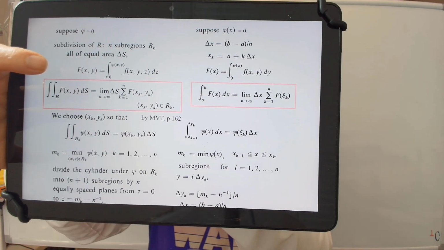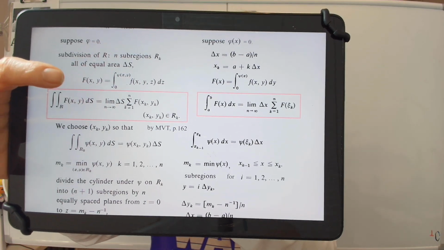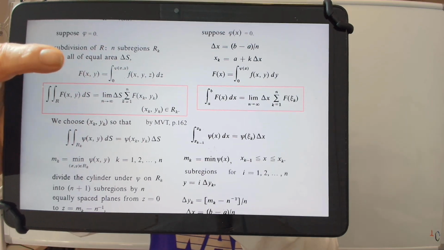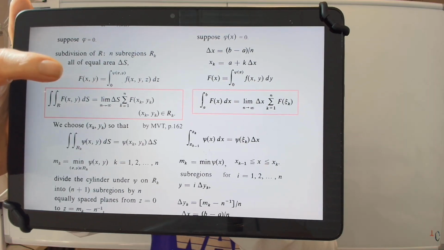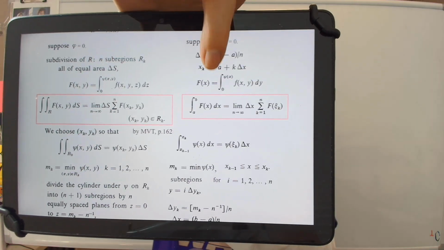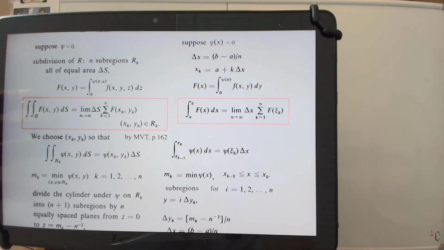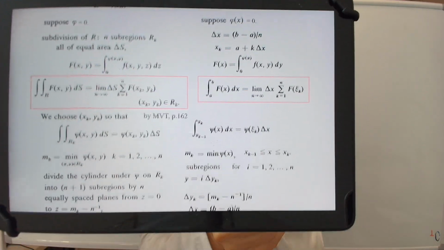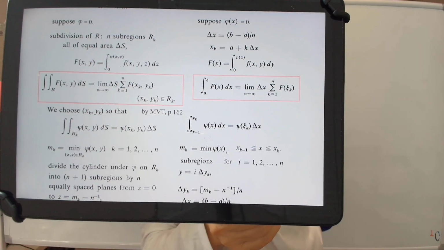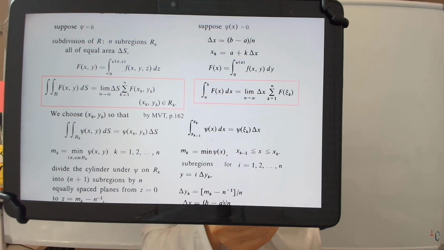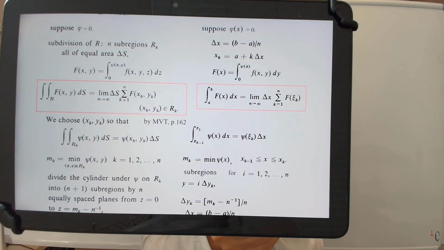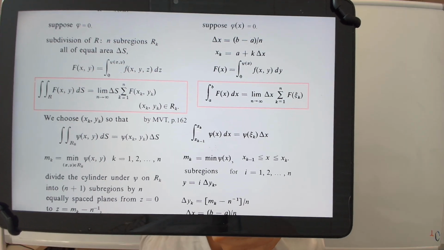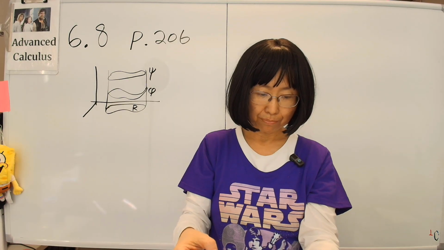And then next, we'll define big F of x, y as the integral from 0 to psi of f, just like before. The same thing we did before. And as a result, the integral over R is going to be the limit of the sum of delta S times big F. That's just the definition of an integral. And so the next thing we're going to do, let me move this up a little bit.